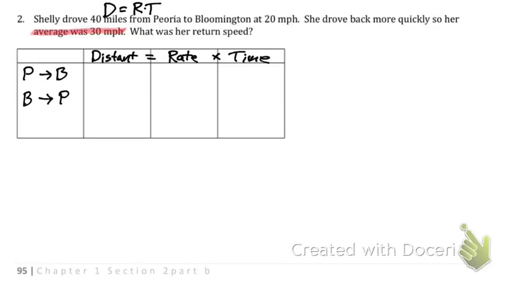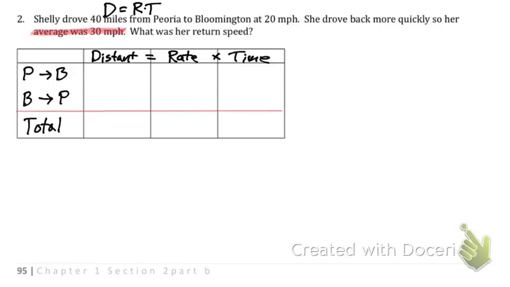Since we're looking for an average, we also have to look for a total. Our total distance is going to equal our average rate times our total time. Where's my line tool? There we go. And you'll see why we need that total in a second.